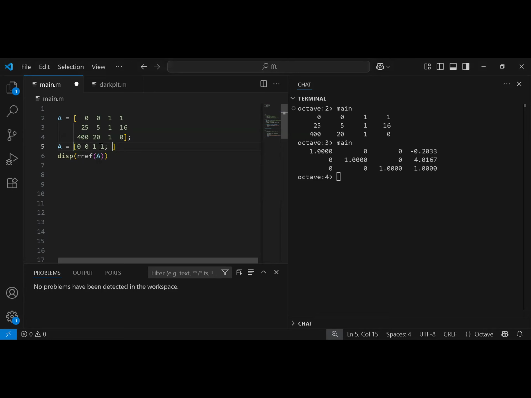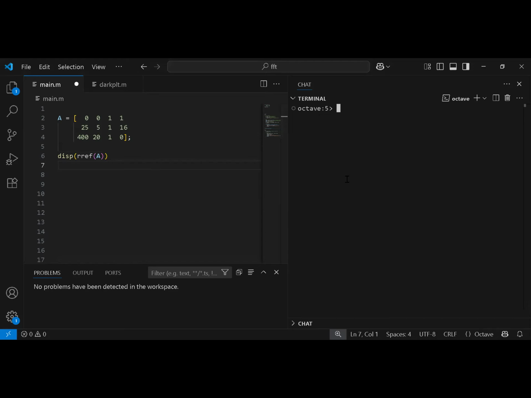Colon, semicolon corresponds to the next row. I'm not going to do that because it's going to take a while. But anyway, I have the matrix here. And then here is the function RREF, which is reduced row echelon form, which then will create an augmented matrix, which is nicer to read. So I already have the output here.